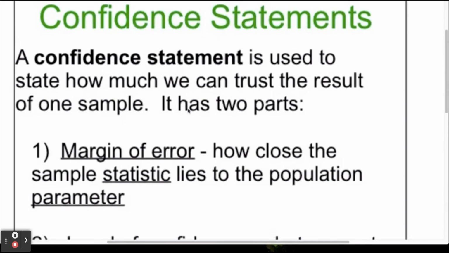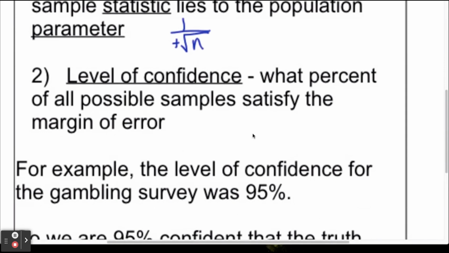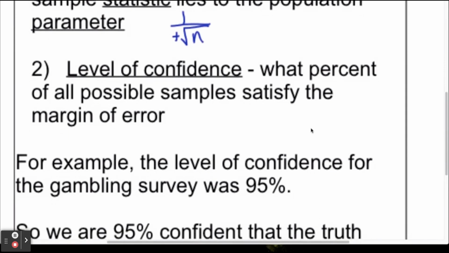Okay. So your confidence statement has two parts. Again, the margin of error, which is 1 over plus or minus the square root of n, where n is the sample size. But then we can also state the level of confidence. And the level of confidence represents what percent of all possible samples satisfy the margin of error.